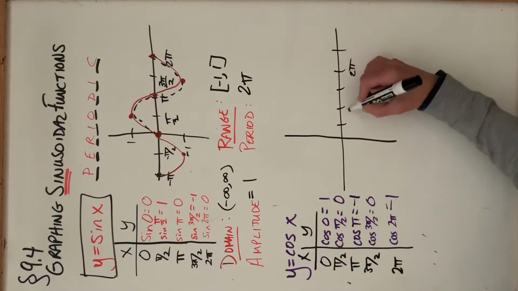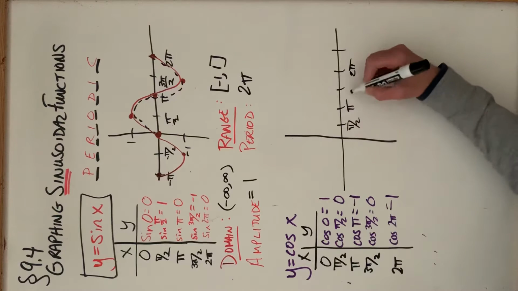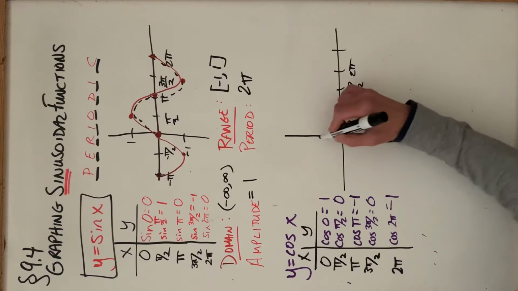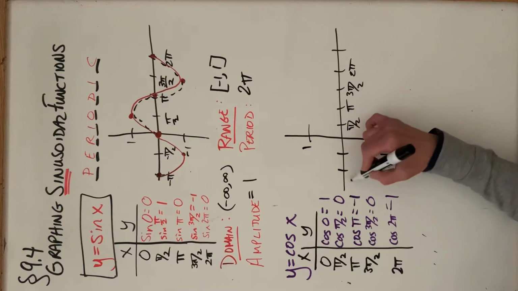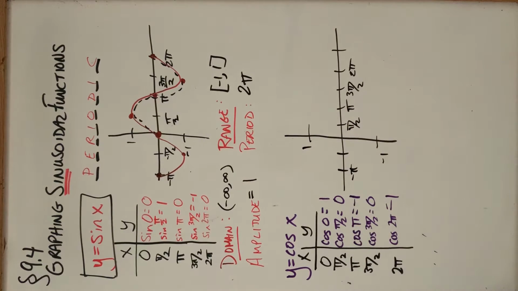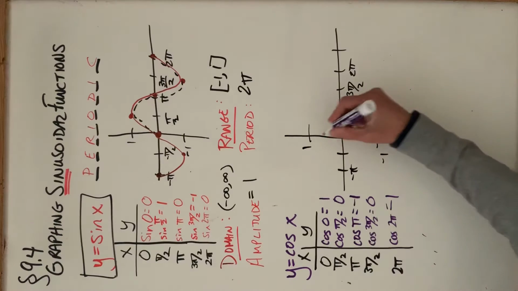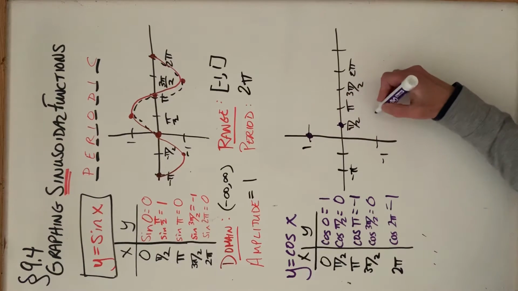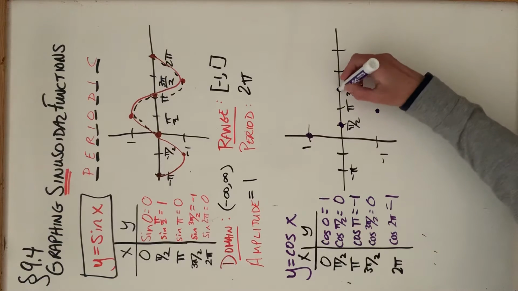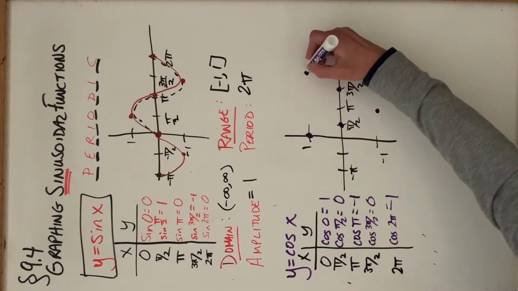So 2 pi, and then again, we know that we're just going from -1 to +1, right? Okay, so let's plot our points. So we have a point at (0, 1), (pi over 2, 0), (pi, -1), (3 pi over 2, 0), and (2 pi, 1).